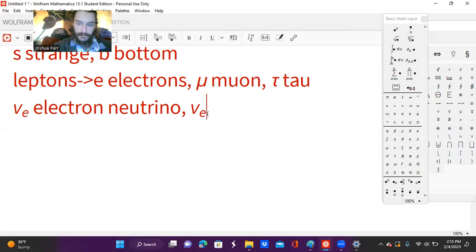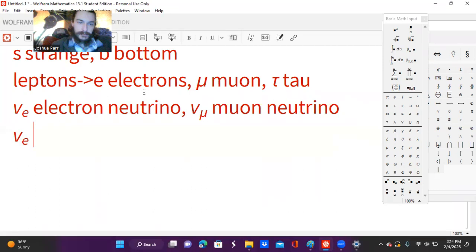And then the muon neutrino. And then we have the tau neutrino. That's the end of our neutrinos.